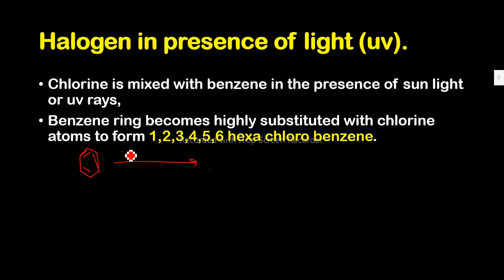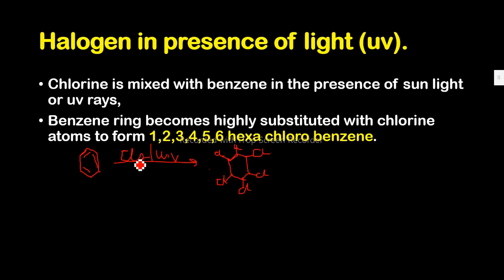Now see. So this is chlorine in presence of UV. So we shall have our 1, 2, 3, 4, 5, 6 hexachlorocyclohexane. So you have the Cl here, Cl here, Cl here, Cl here, Cl here, and finally Cl here.